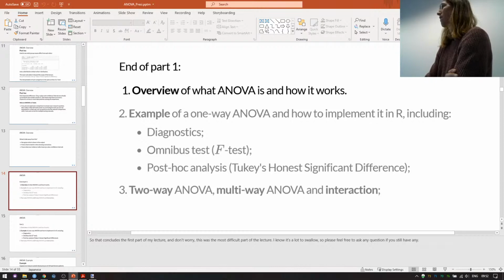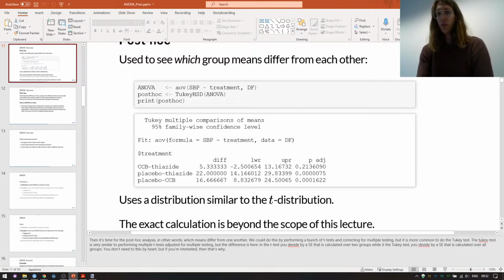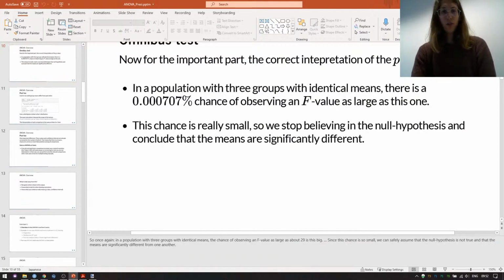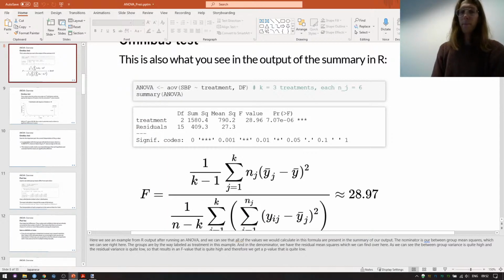For Anova, could you show the Anova tab one more time? Yeah, sure. The Omnibus test? So this one? Yeah, so here we see that you have 15 degrees of freedom for residuals and 2 for treatment. And you should be able to see from that, okay, if you have 2 degrees of freedom for the treatment, then apparently there were 3 treatments. And if you have 15 degrees of freedom for the residuals, then apparently there were 3 plus 15 equals 18 samples. Okay, thank you very much.